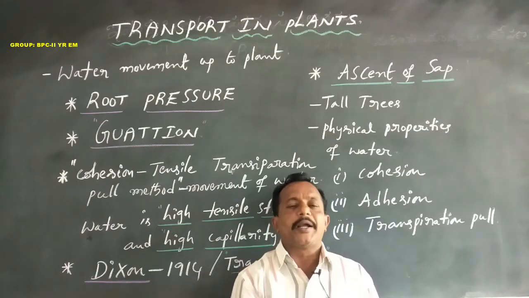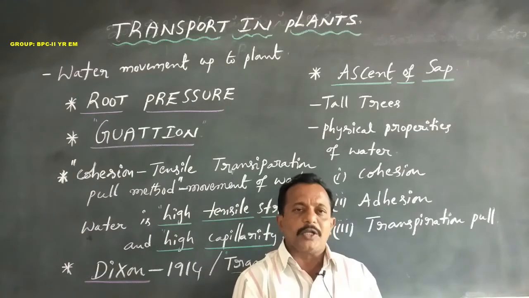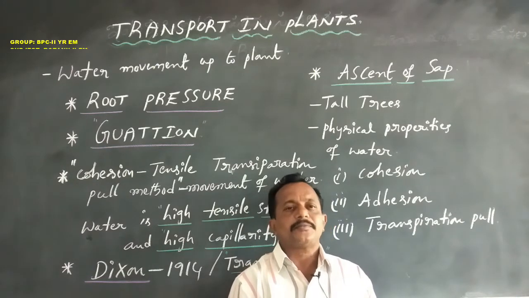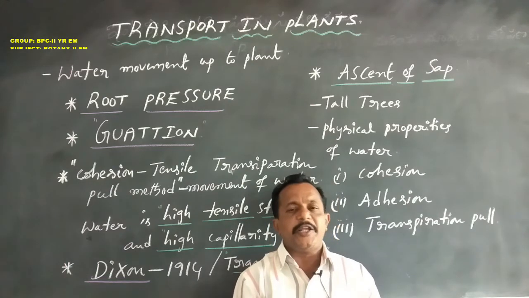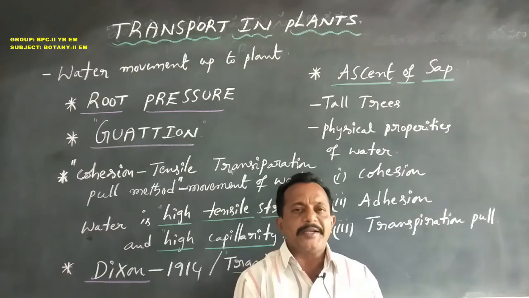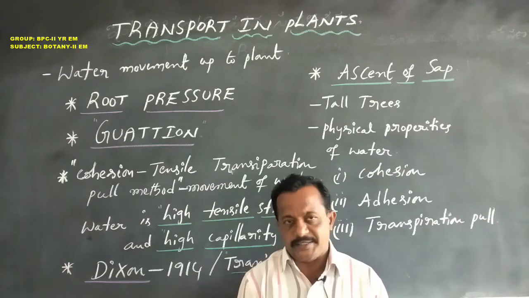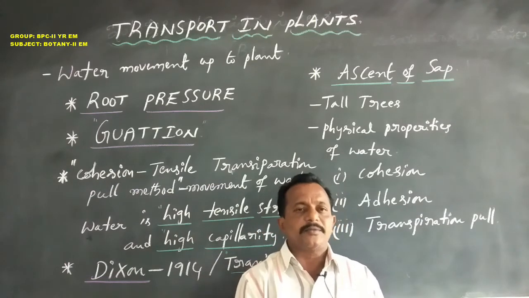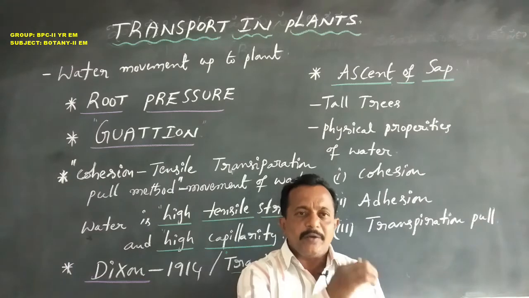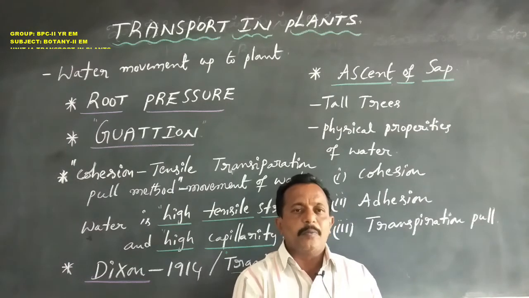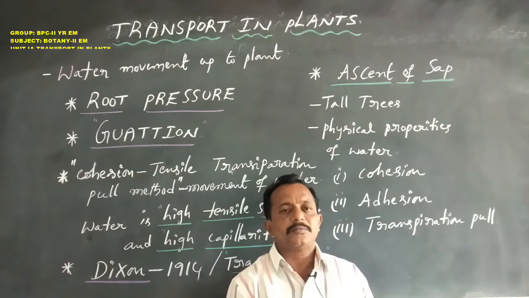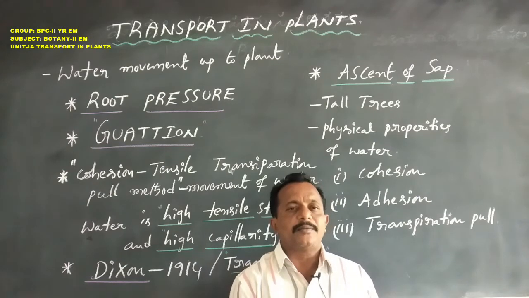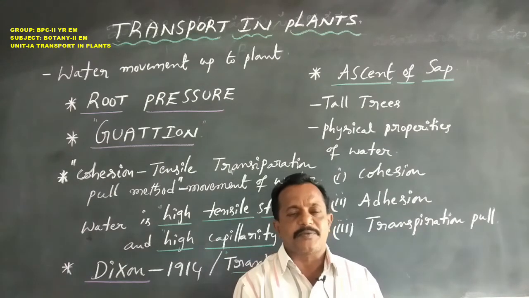What is the meaning of guttation? The loss of water in its liquid form is called guttation. Guttation is mainly seen in grassland plants and many herbaceous plants. So dear students, this upward movement of water through the xylem easily reaches smaller plants such as herbs and shrubs.